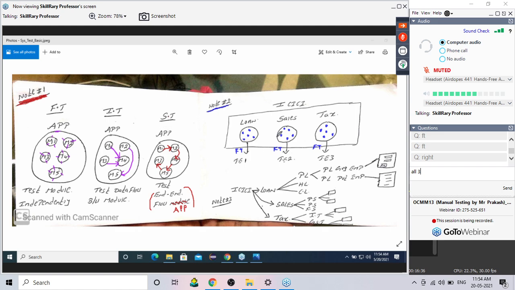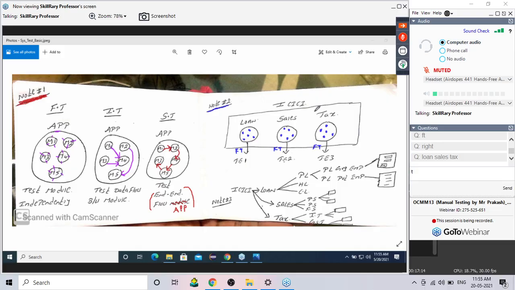Between which modules? You give me names also, because I'm displaying the screen here. I don't want a simple answer like all modules, that module, this module. Correct. Between loan, sales, and tax. That means checking the flow from loans to sales and sales to tax, or tax to sales and sales to loan. That is called system testing. Perfect. Second question: who should do that? Loans to sales, sales to tax, that is a flow. Or from tax to sales, sales to loan, and loan to tax. That is a flow. Who should do it?